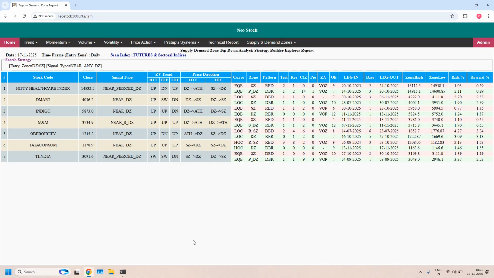Okay, let's identify daily high priority, high liquidity zones. M&M is having a daily high liquidity demand zone. That's it. We got one daily high liquidity demand zone from this list.